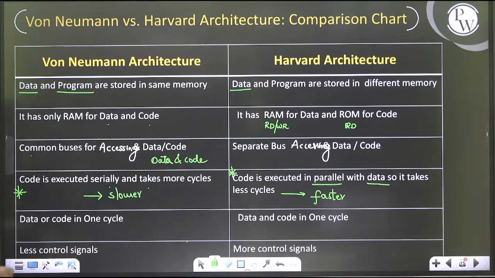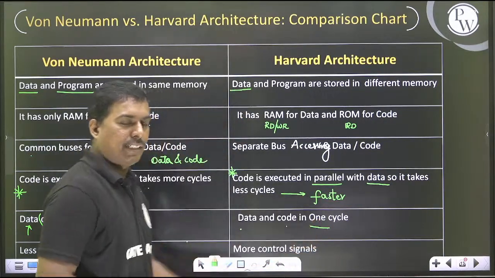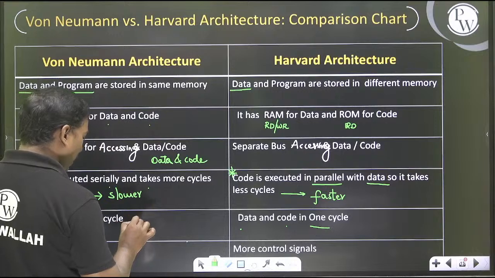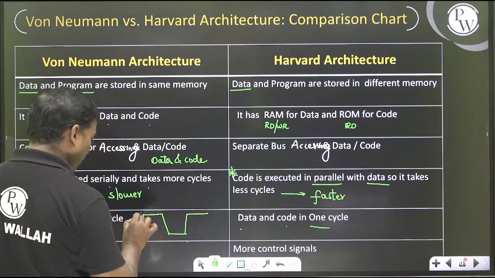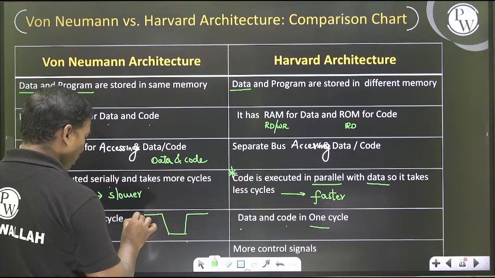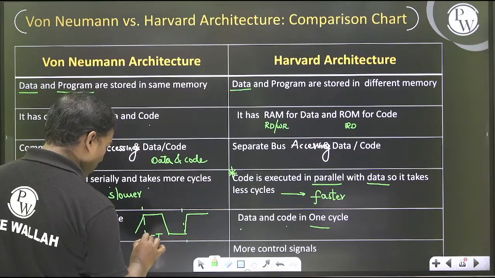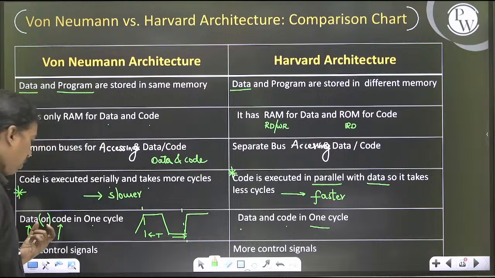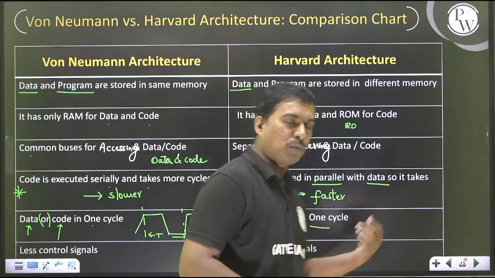Next, in one cycle either you can access the data or the code, but here data and code both in one cycle. In one T state, suppose you are taking one T state of the clock signal, the T state starts from here. So this is what we call one T state. In one state, either you can access the code or the data, but in the same T state here you can get something from the code and something from the data.